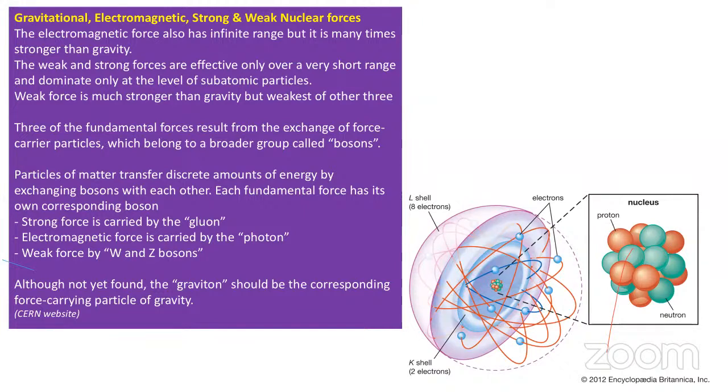For the strong nuclear force, it is gluons, which are exchanged between particles. For the electromagnetic force, it is carried by photons, as when we talk about the photoelectric effect. The weak nuclear force is carried by the W and Z bosons. For gravity, we have not discovered it as yet, but it is predicted that there will be a graviton, which will be the corresponding force particle of gravity. If you look at the CERN website, it is described in very simple layman's terms.